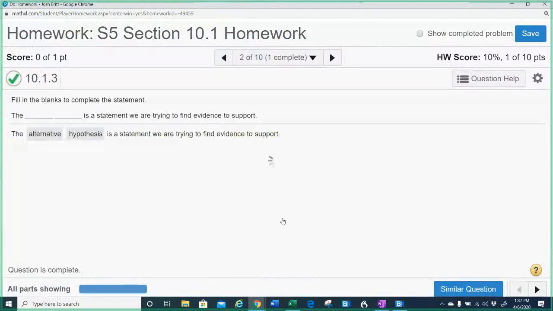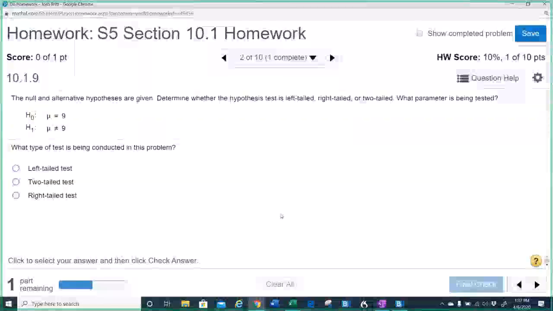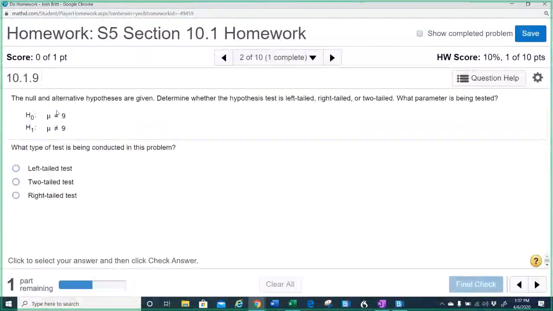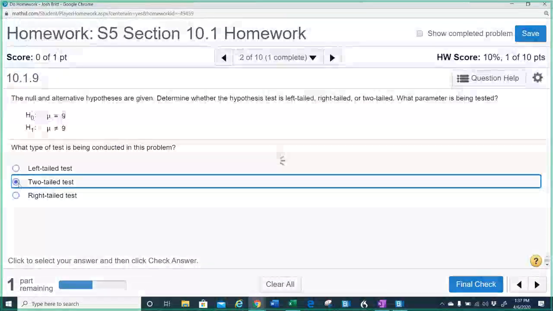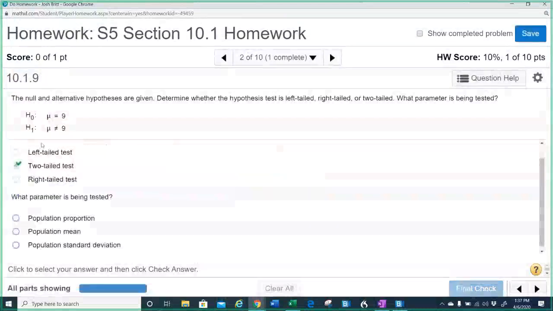So now we'll practice identifying left tail, right tail, or two tail. So one thing to know is the null hypothesis is always going to be equal to. So this is a two-tailed test. And the parameter being tested, of course, is population mean.